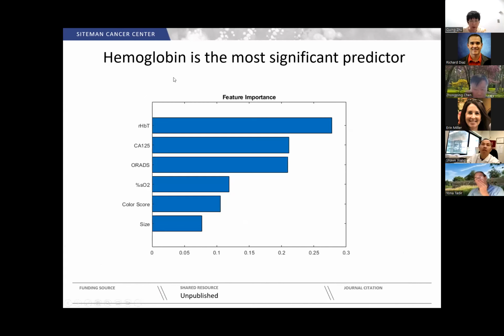So we had all these features, we ranked them based on the performance, because we can characterize the photoacoustic signal by calculating the hemoglobin concentration.